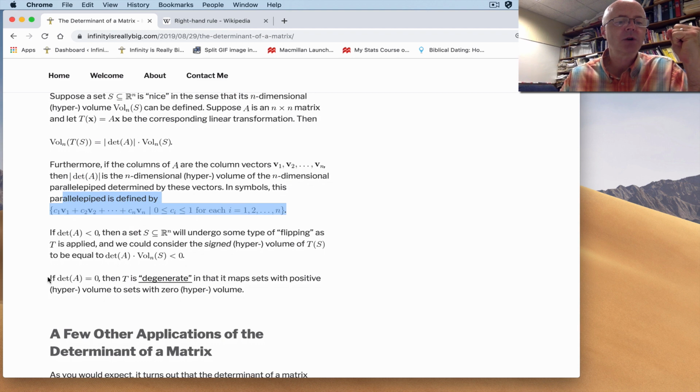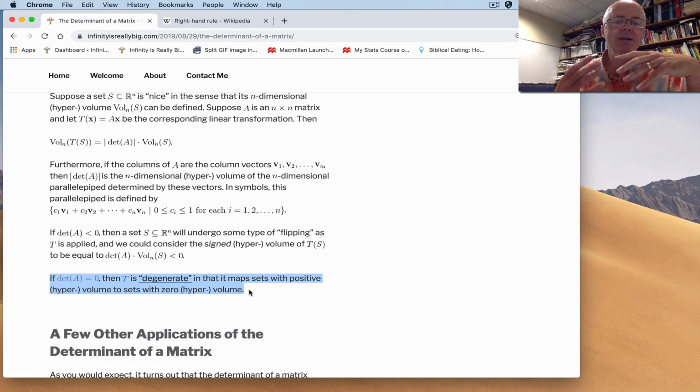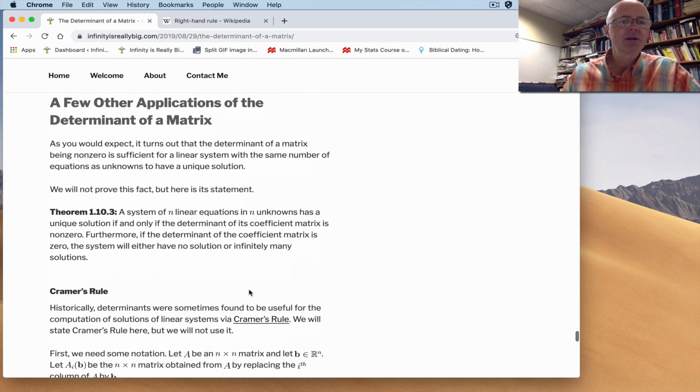In the case where the determinant is 0, and I guess I forgot to mention this earlier, then T is degenerate and maps sets with positive hypervolume to sets with 0 hypervolume, and that applies to the 2- and 3-dimensional case as well. Final thing here is just to look at a few other applications of the determinant.